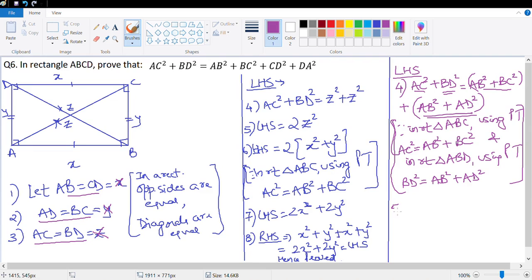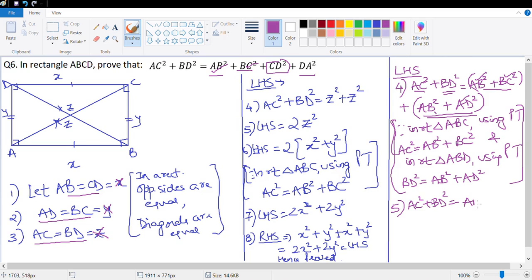So the left hand side is AC square plus BD square, and the right hand side becomes, let's see what we've already got. They wanted AB square, I've got an AB square. They wanted BC square, I've got a BC square. They wanted an AD square, I've got an AD square. So the only thing is I need to convert AB into CD. Is there a relation between AB and CD? Yes, they are equal. So I can just replace it.